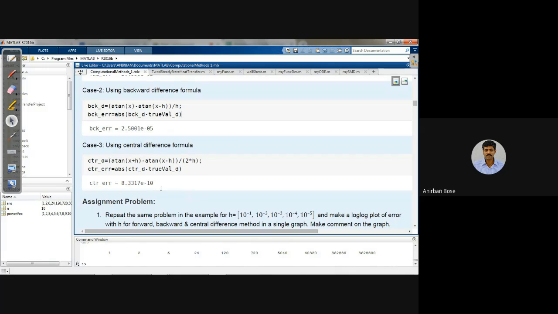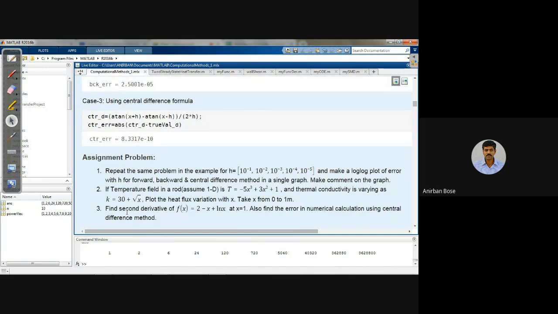Now there are three assignment problems. I just want to show you one of them, where the temperature field in a rod, assume 1D, is given as temperature equal to minus 5x cube plus 3x square plus 1, and the thermal conductivity varies as 30 plus square root of x. Plot the heat flux variation with x, taking x from 0 to 1. So the thermal conductivity variation along x is given, and temperature is also given.